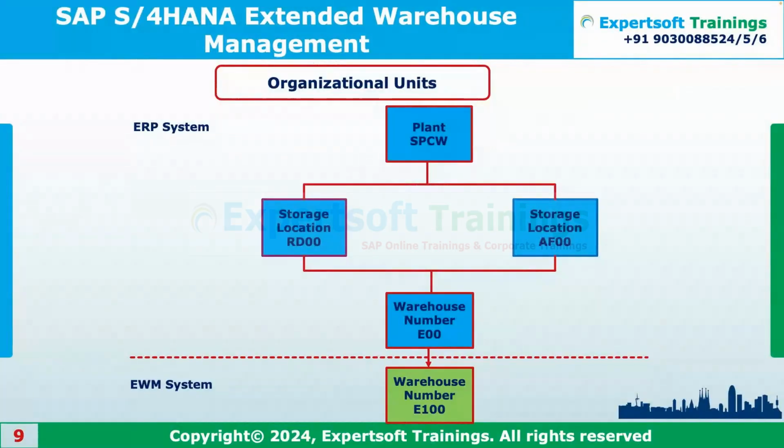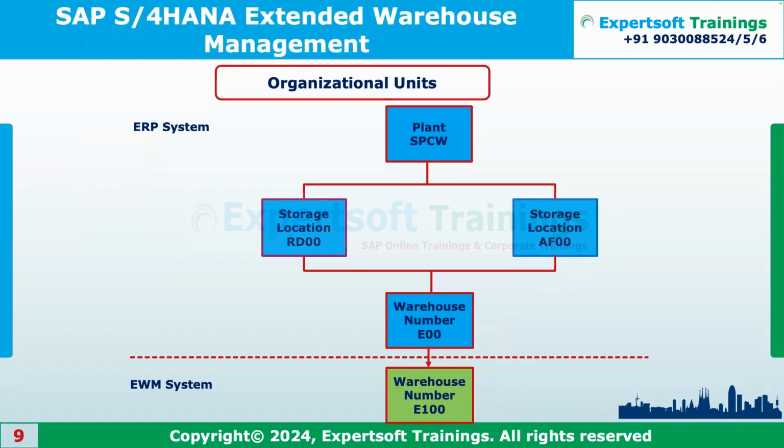Okay, so now we will do certain steps in the training system and try to establish this organizational structure. We'll create one plant, we'll create two storage locations, and then we'll move on to the warehouse management area and create all the warehouse related activity. In addition to this, we'll also do certain steps to integrate your SAP EWM with your S4 HANA system.